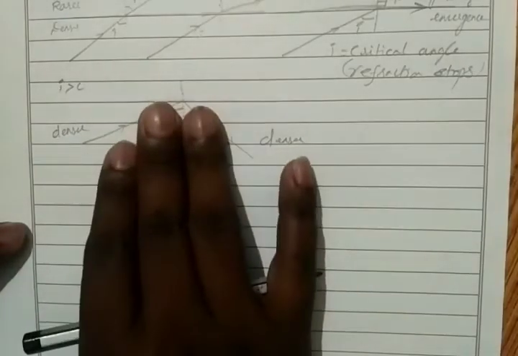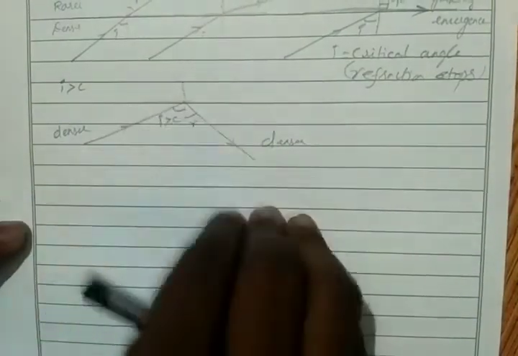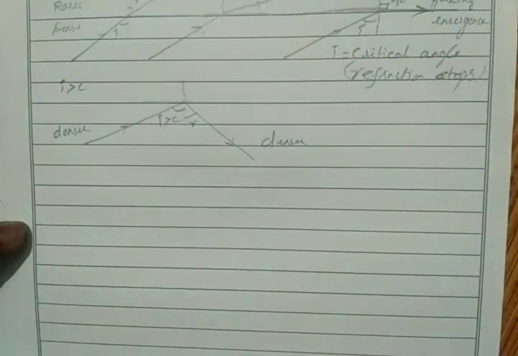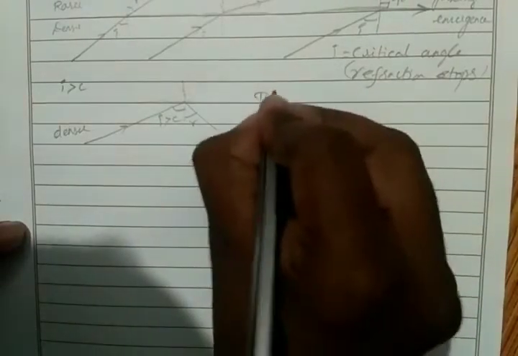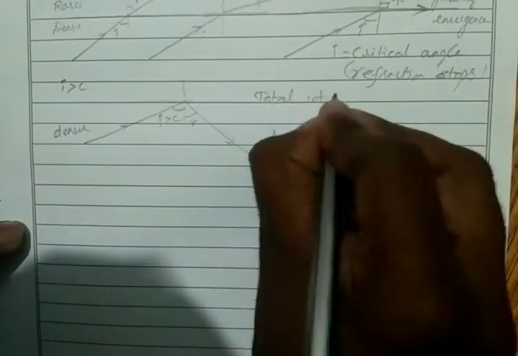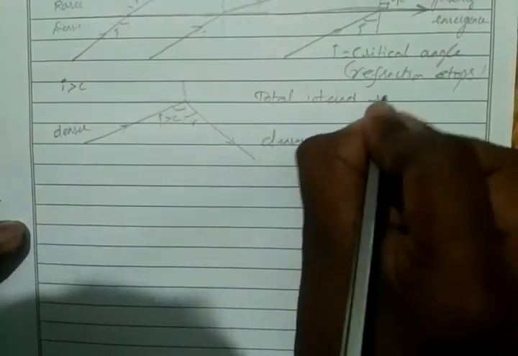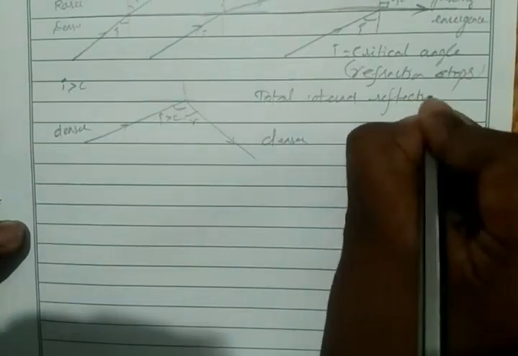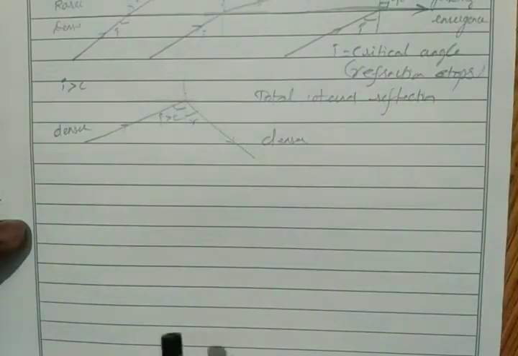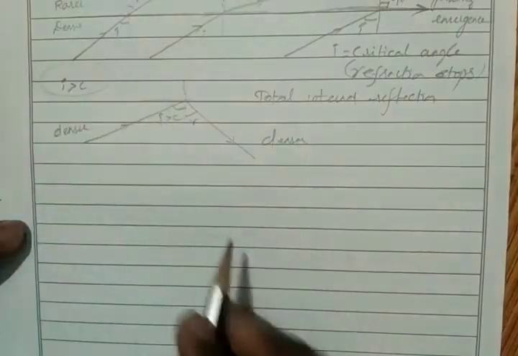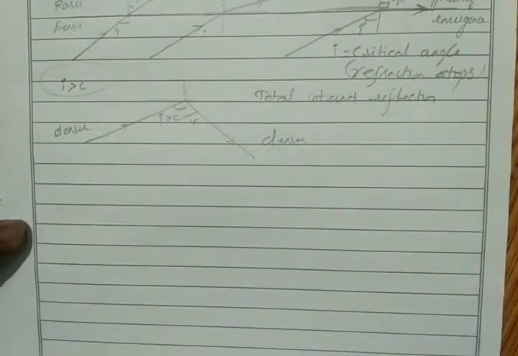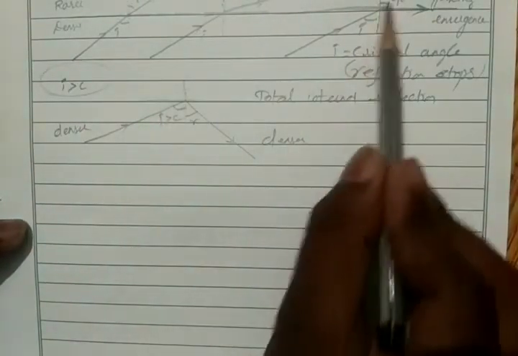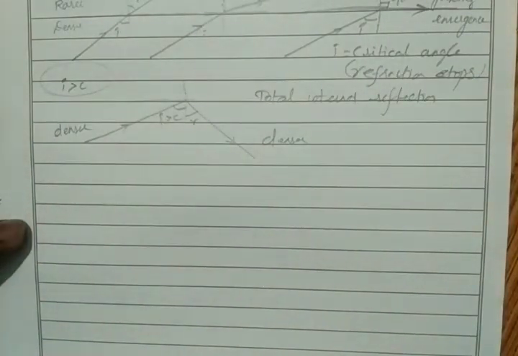Total means all the rays. Internal means inside the same medium. Reflection means reflected back. So this process is known as total internal reflection. When does total internal reflection take place? When the incident angle is greater than the critical angle. So if we incident the ray at an angle more than this angle, then total internal reflection takes place.